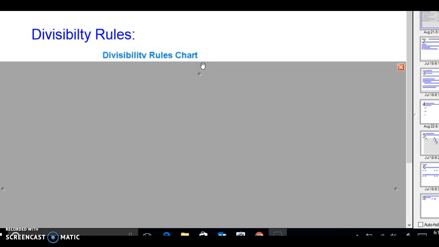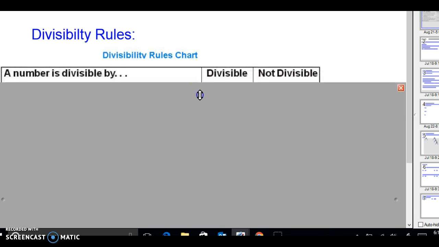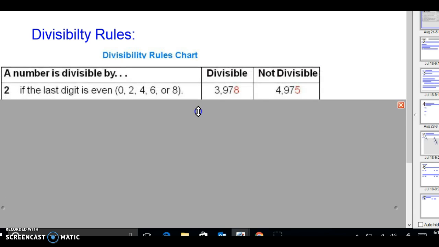Okay, so just a quick recap of the divisibility rules we went over in class. To see if a number is divisible by 2, you can look at the last digit of the number. So for example, in 3,978, you are going to look at the 8 and see whether it is even or not even. If the last number is even, then the number is divisible by 2.